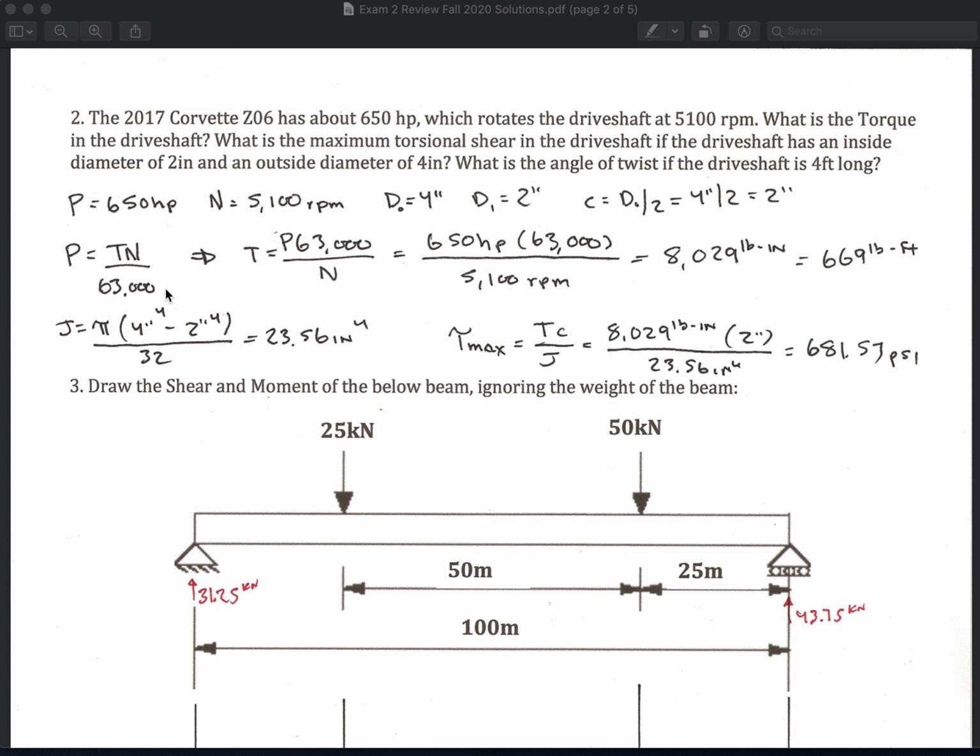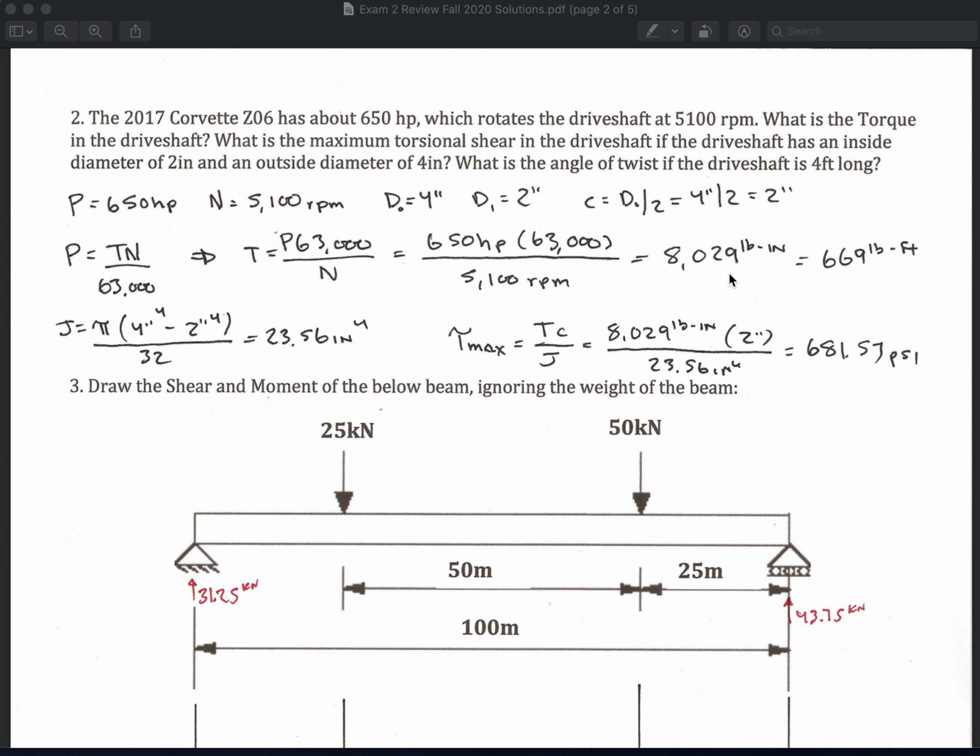I could rework this equation to solve for torque because I want torque. I have the power and I have the rotational speed. So I rearrange the equation so T equals P times 63,000 over N. Well, I have this information. I put this in: 650 horsepower times 63,000 divided by 5,100 revolutions per minute. Plug this in the calculator. I get 8,029 pound inches.